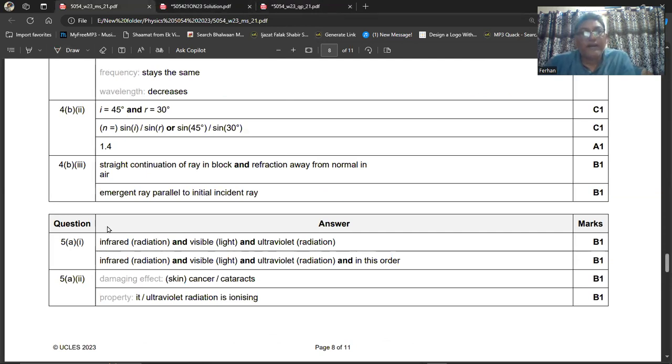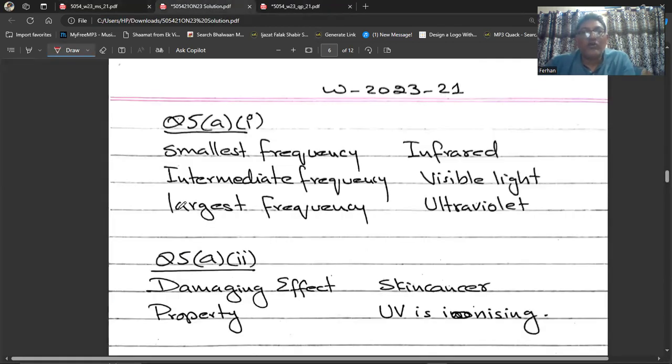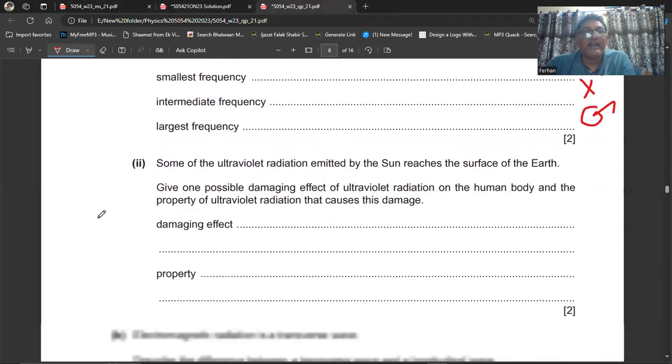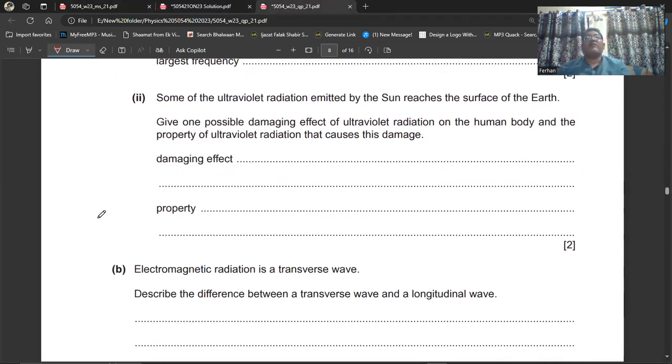So I hope you understand this. I have shown you the marking scheme. Question number 5A and its second part. He says some of the ultraviolet radiation emitted by the sun reaches the surface of the earth. Give one possible damaging effect of the ultraviolet radiation on the human body and the property of the ultraviolet radiation that causes this damage. The UV light, the ultraviolet light, that causes skin cancer and that also causes cataract.